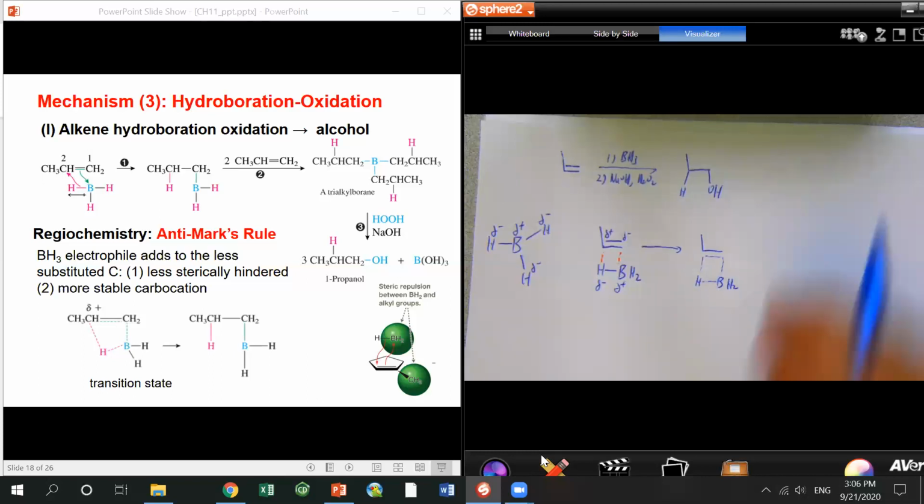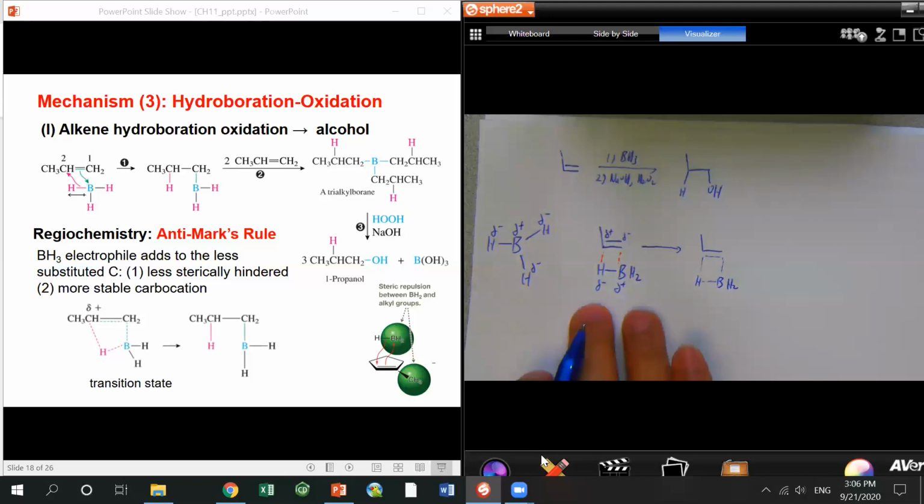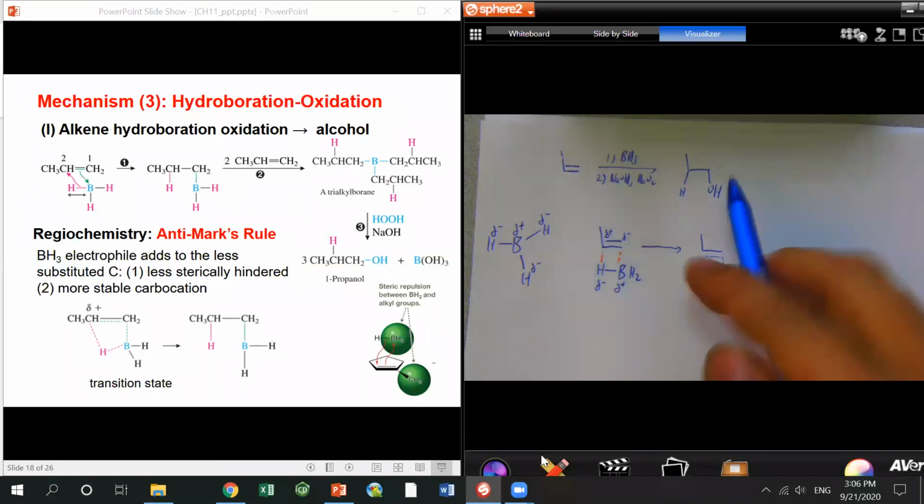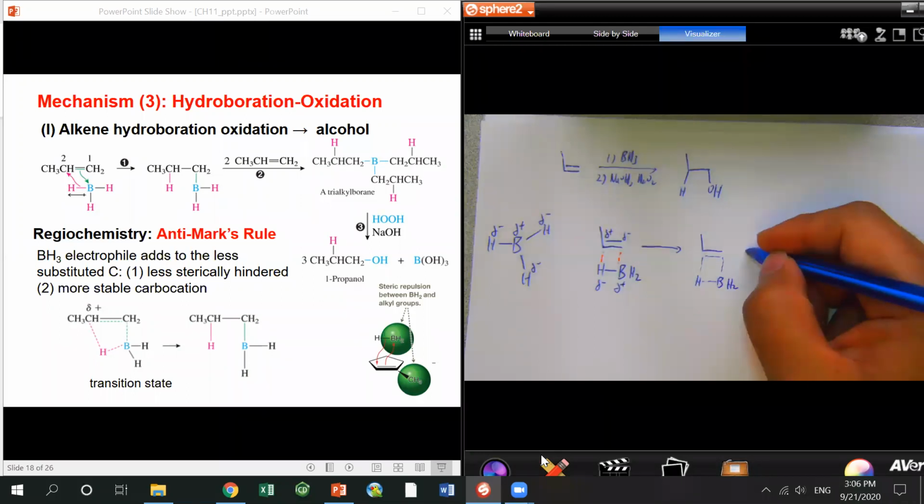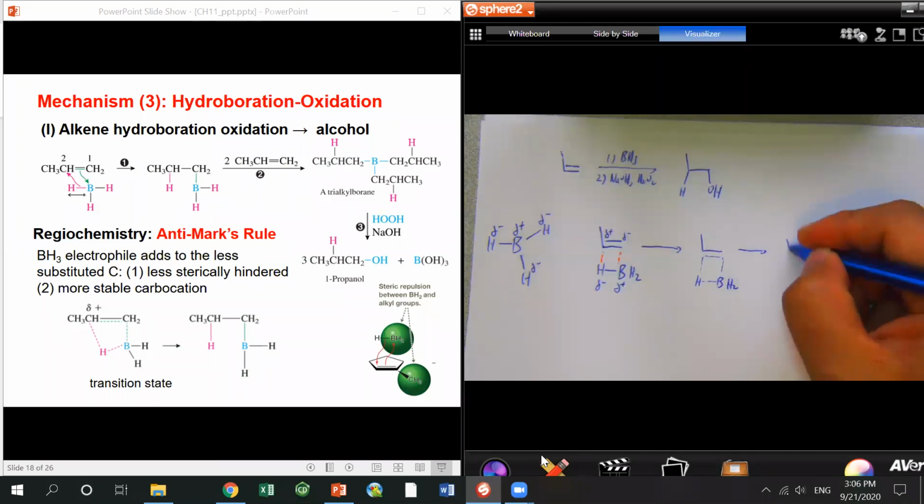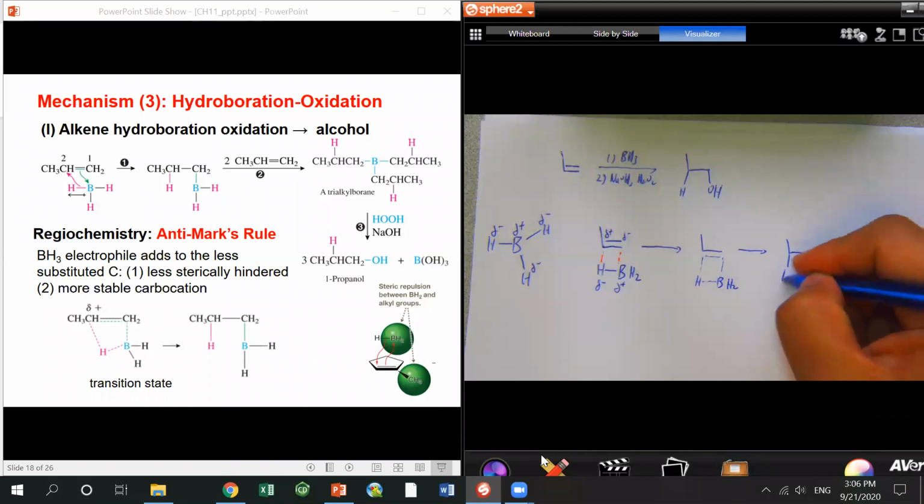Right, so now you can see why it's syn addition. Because of the boron hydrogen, this one should be called hydride, and the boron adds on the same side of that bond, and that's why it's syn addition. And eventually you generate this intermediate.